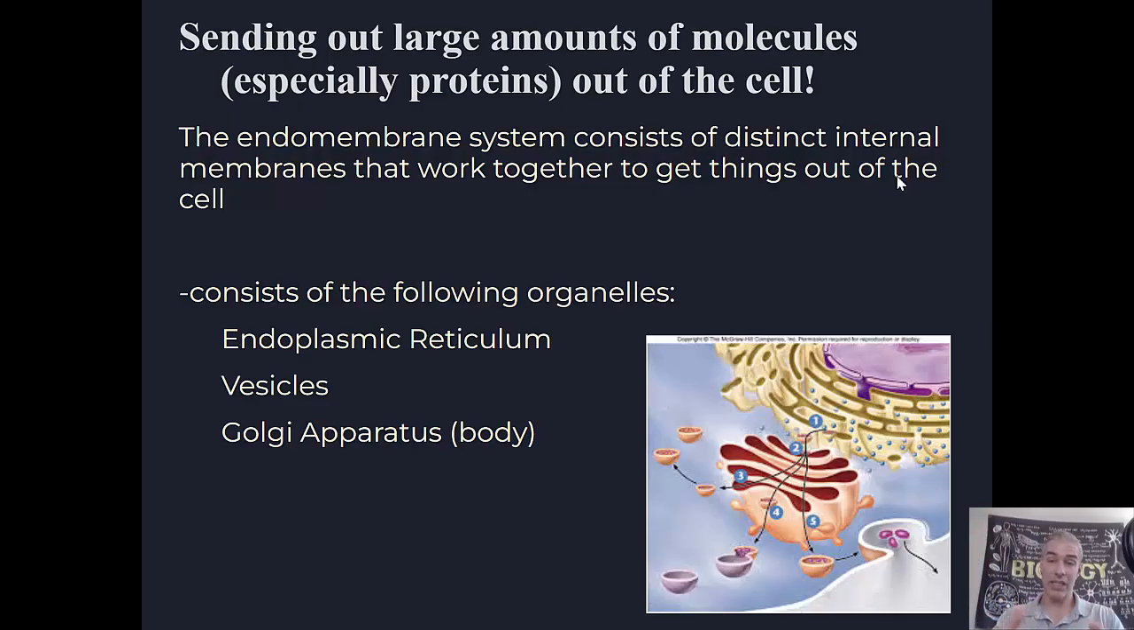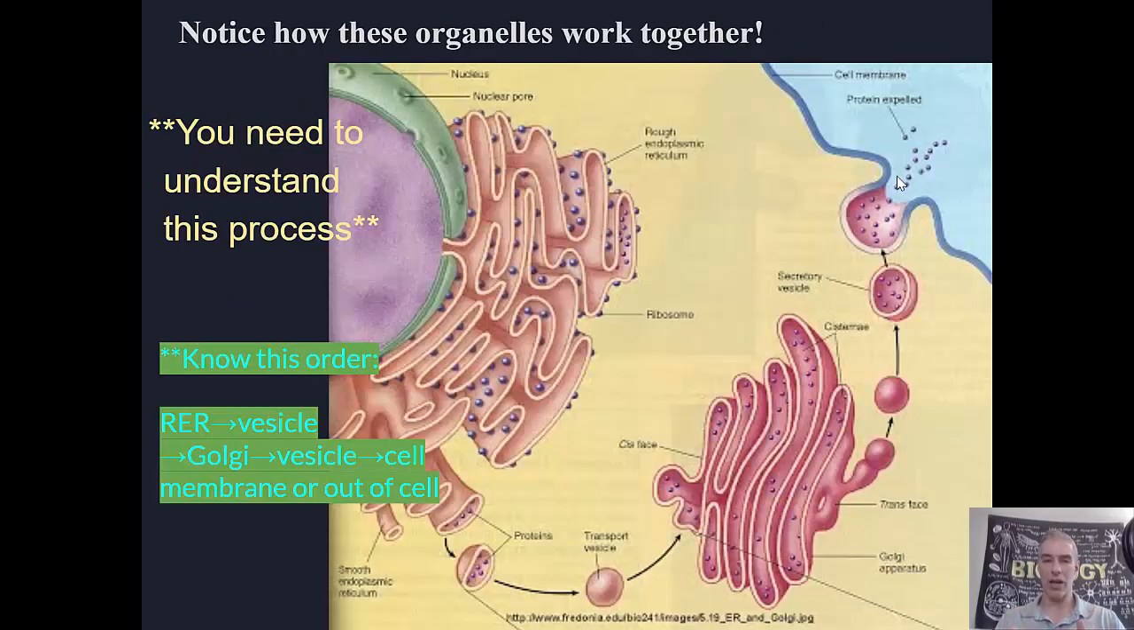The ribosome makes the protein, it spits it into the rough ER, the rough ER packages it and organizes it, ships it off in a vesicle, and then it goes to the Golgi apparatus where it gets reorganized, repackaged, and then it ends up out of the cell. So we're going to talk about this whole process real quick so you can imagine it happening.